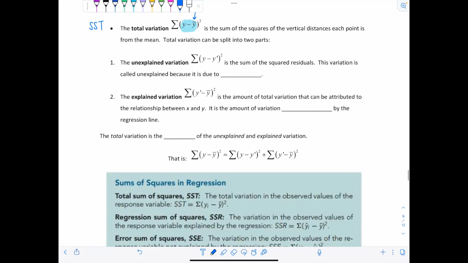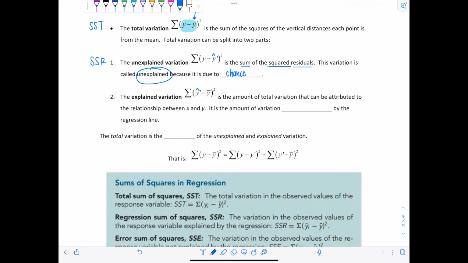Like we showed earlier in that diagram, there's the unexplained variation. That's the sum of y minus y prime. Some books use y hat. Let me put little hats on these guys. That's the sum of the squared residuals. This variation is called unexplained because it's due to chance or something that we haven't observed. This is abbreviated as SSR, sum of the squared residuals. That one makes sense to me. Okay, SSR.